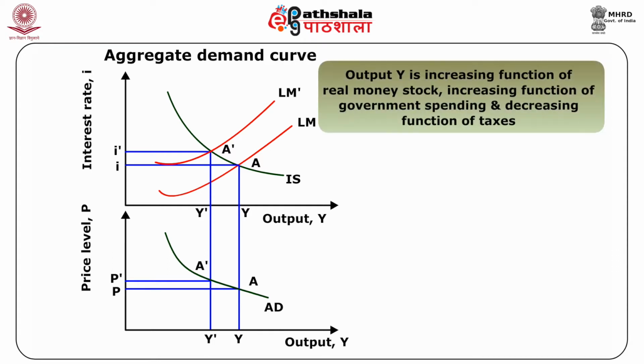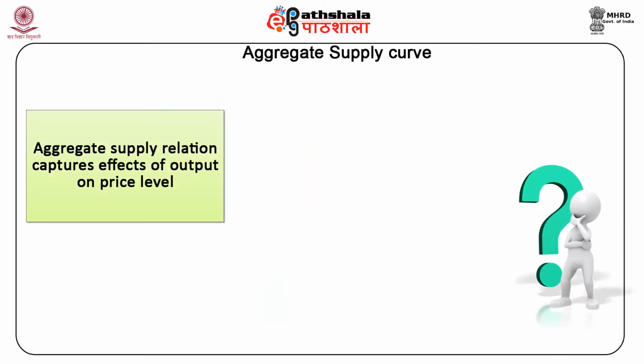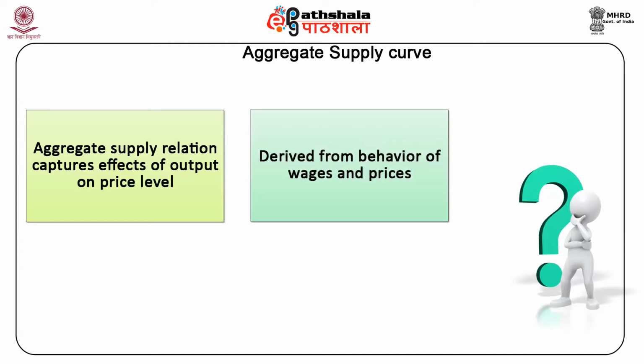Output Y is an increasing function of the real money stock M upon P, an increasing function of G or government spending, and a decreasing function of taxes T. The aggregate supply relation captures the effects of output on the price level. It is derived from the behavior of wages and prices.